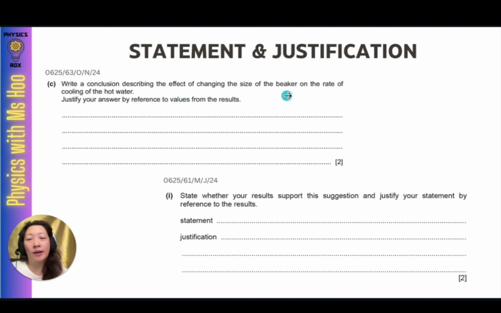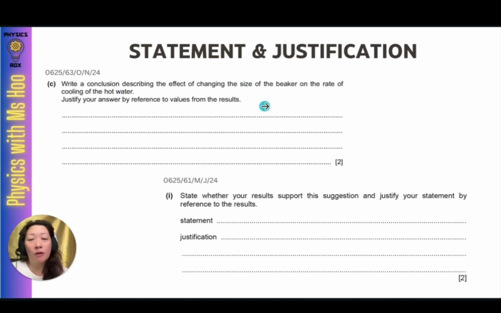You cannot just write the conclusion and write a general explanation. When it says here by reference to values from the results, you have to write actual numbers from the results in here. Whether it's writing the actual numbers out, any calculations or side-by-side comparisons, you must write the values from the results as a justification in your answers in the space provided here.